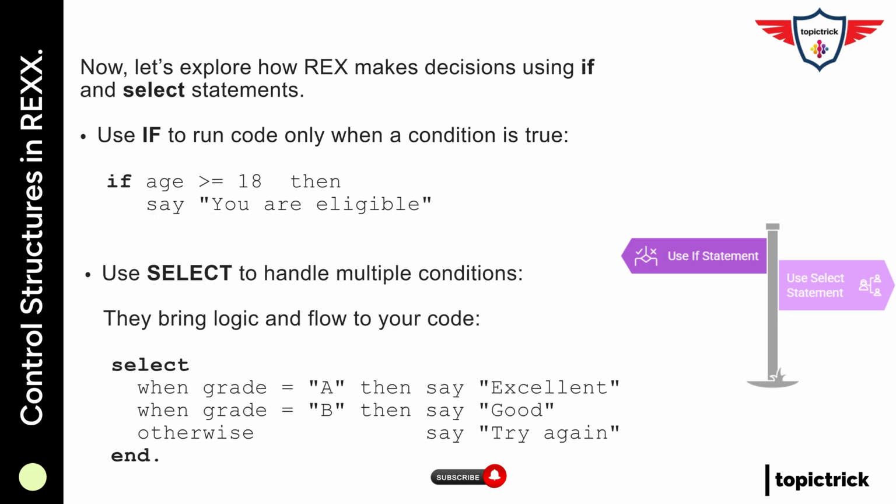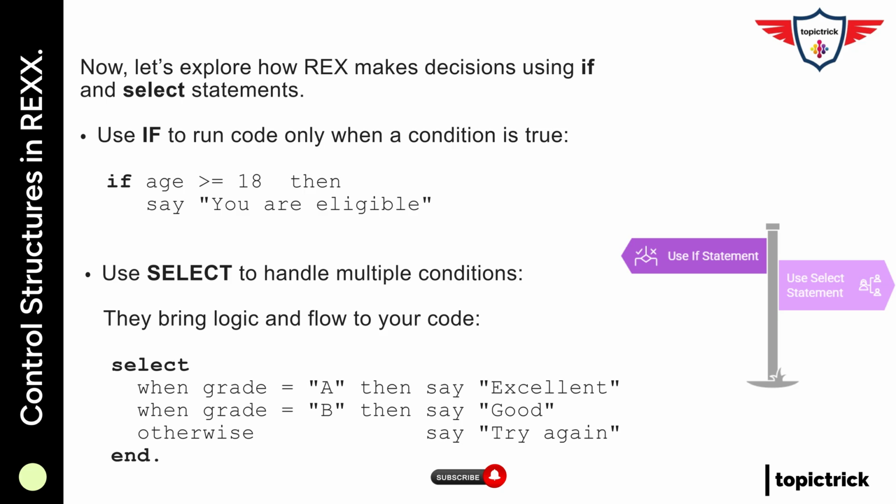Now let's look at the select structure. It's kind of like a menu. It checks several conditions and chooses the one that matches. Here's how it looks. Select, when grade = A then say "excellent", when grade = B then say "good", otherwise say "try again", end. So if the grade is A, it prints excellent. If it's B, it says good. And if it's anything else, it tells you to try again.